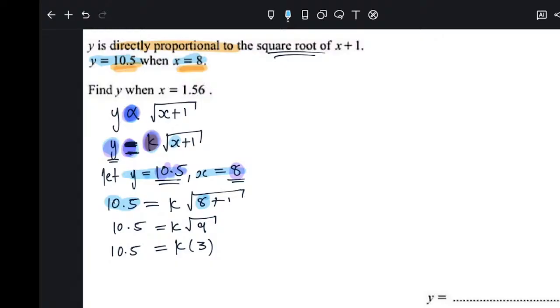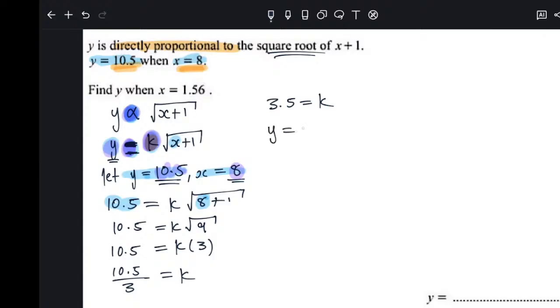Then when you find k, you rewrite this equation that had k, but now you'll be removing it and putting its actual value. Come on, guys. So now you have 3, you take 3 to the other side. 10.5 divided by 3 is equal to k. What is 10.5 divided by 3? Tell me. 3.5. So 3.5 is your k. Well done. Now remove it here. You've done a good job.